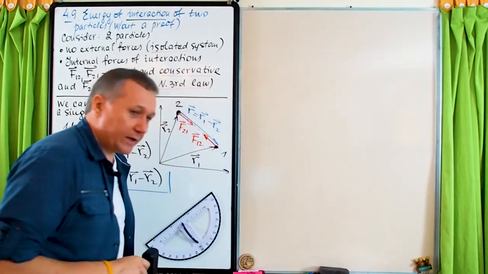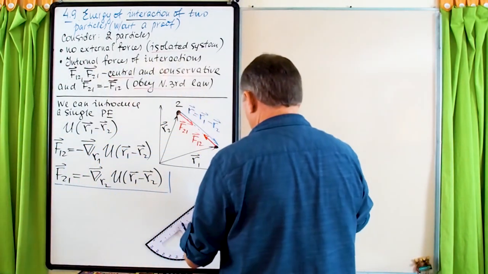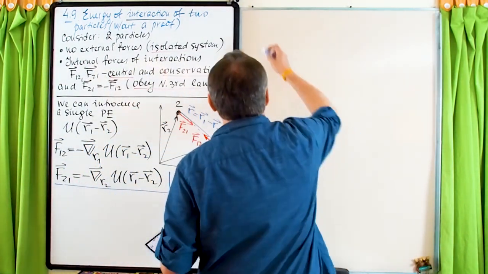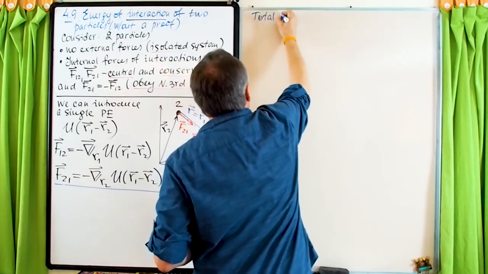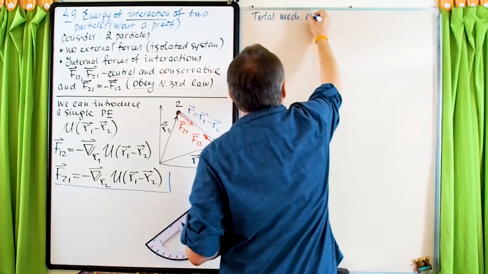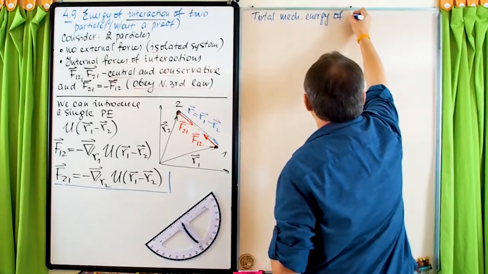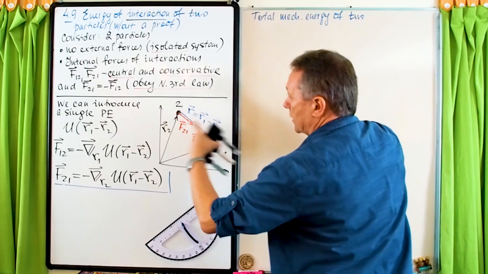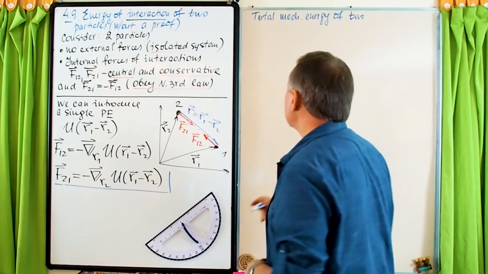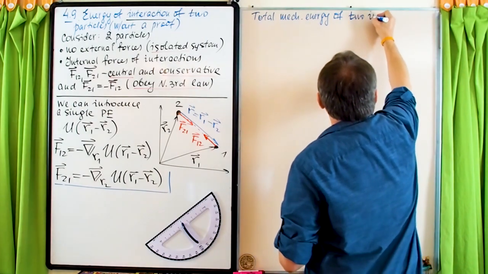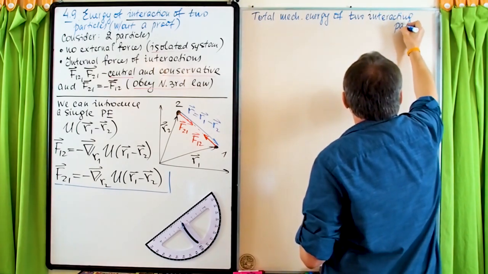So, total mechanical energy of two interacting particles. Let me write this new title. Total mechanical energy of those two interacting particles. These two sections are connected. First we introduced potential energy, and now the next step: can we use the conservation of mechanical energy of two interacting particles?